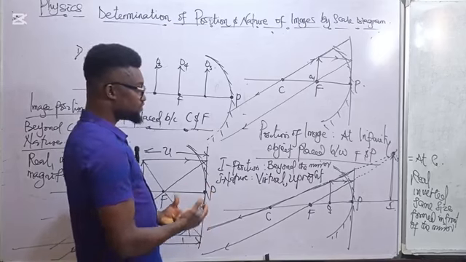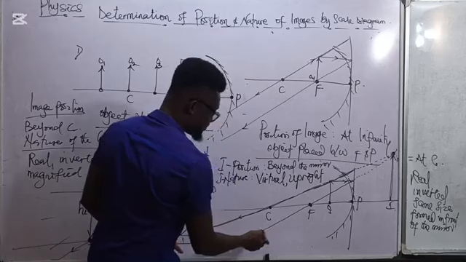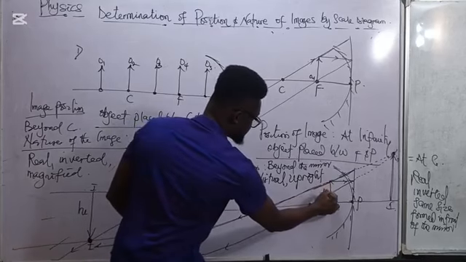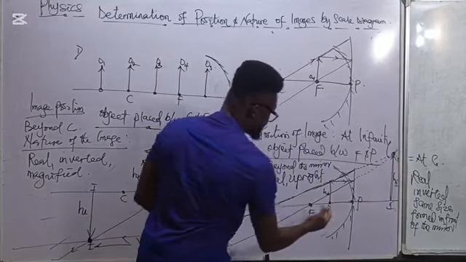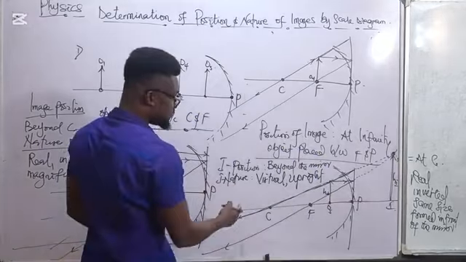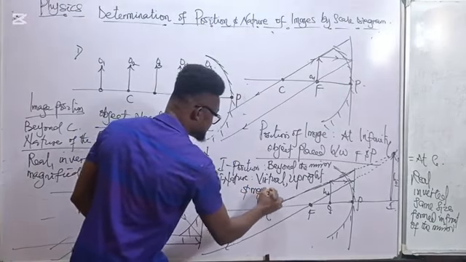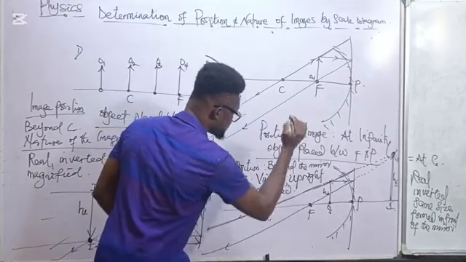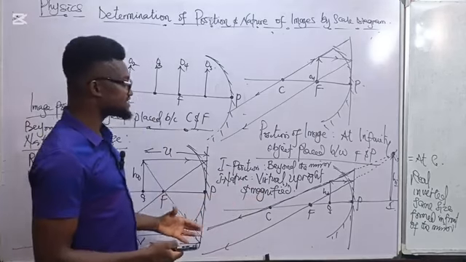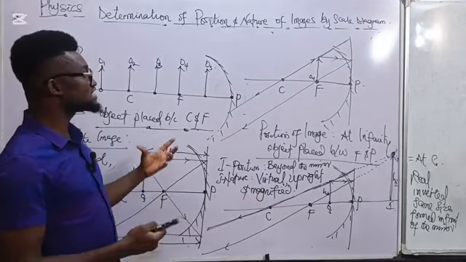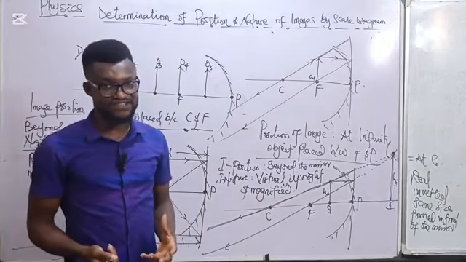Okay? So the magnification of it, if you look into the size of it, look at the object height, look at the image height. Image height is greater than that of the object height. So it is visual, upright, and what? And magnified. Okay? So the image is magnified. So these are the characteristics that will now be used to determine the nature and the position of images.